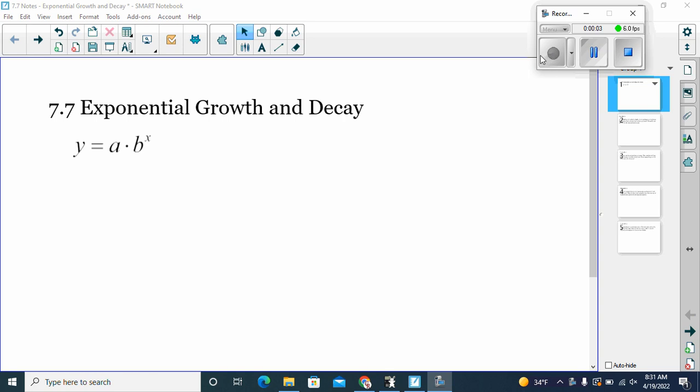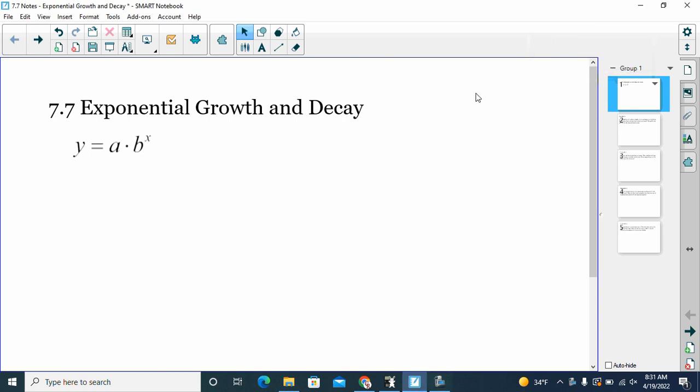Today's notes are from section 7.7, which is on exponential growth and exponential decay. Last time we talked a little bit about the equation y equals ab to the x. Today we'll be dealing with some story problems where we will need to work with that basic exponential equation y equals ab to the x.